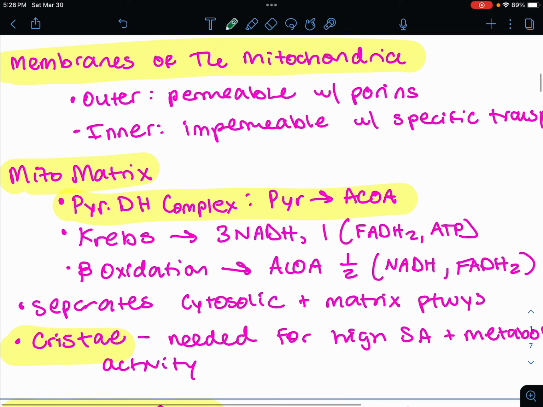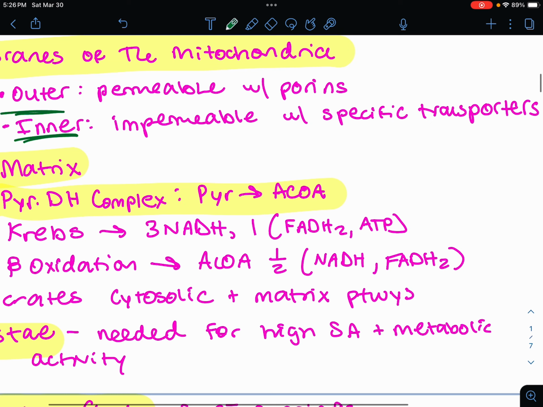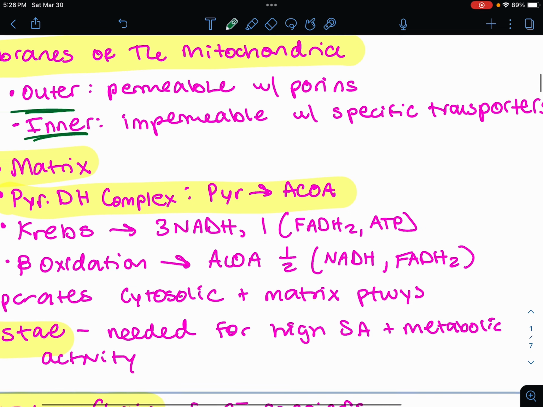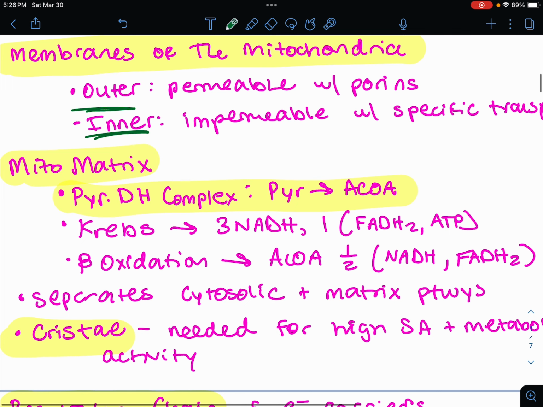Okay, let's talk about the membranes of the mitochondria. We have the outer membrane, which is permeable using these porins. And then we have the inner membrane, which is impermeable to most small molecules and ions. You need specific transporters for any type of transport when you're talking about the inner mitochondrial membrane.